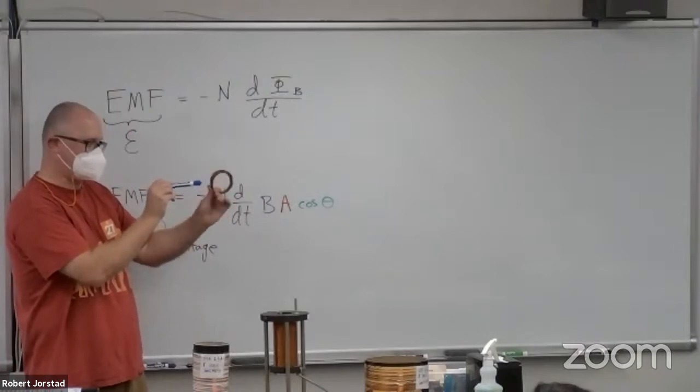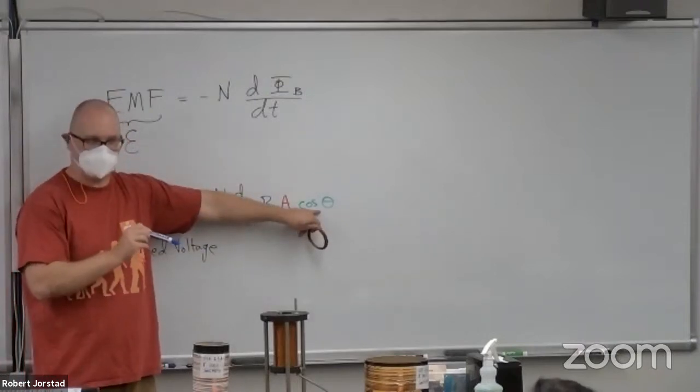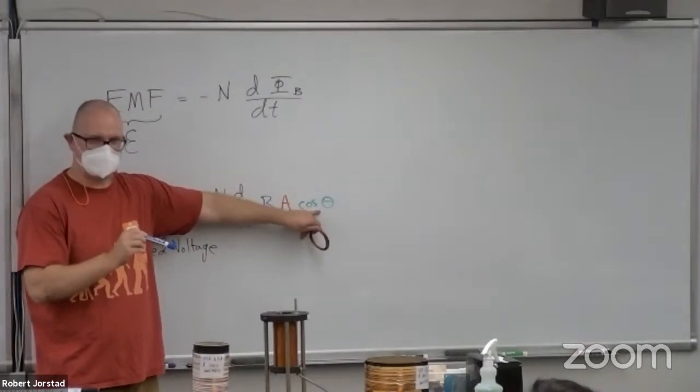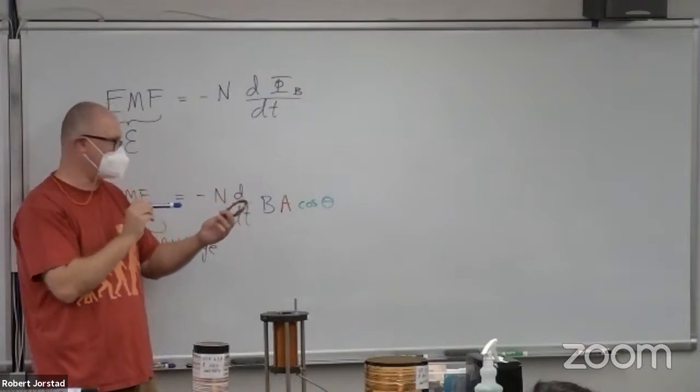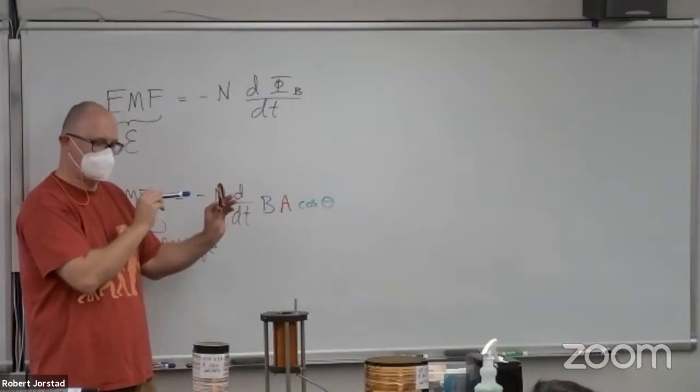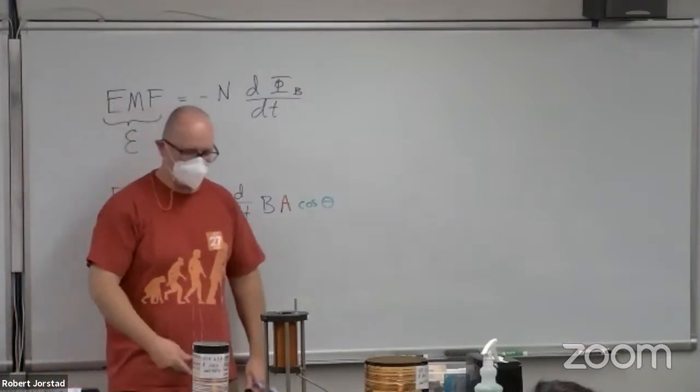Rotate it. Isn't that changing the angle? That's how most power generation works. You put big magnets and have them spin, and they go past the loops and you generate electricity. What's the other way? Could you change the area?